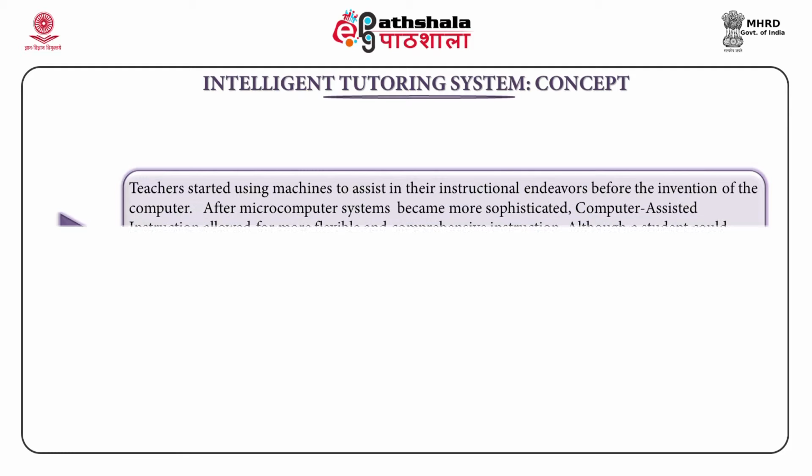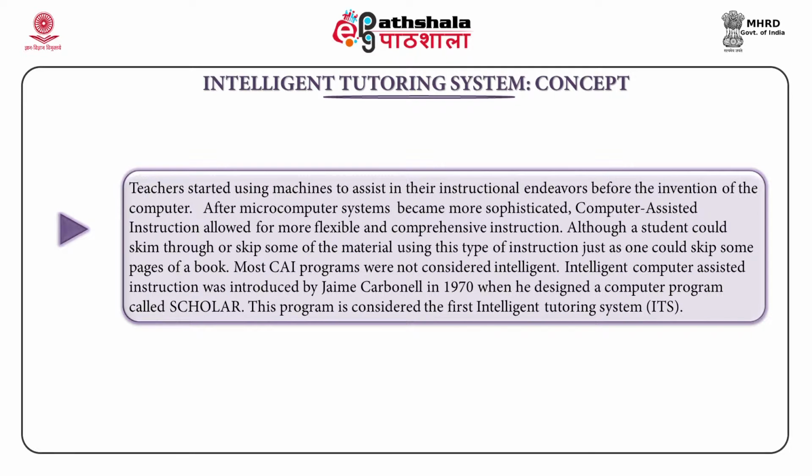Teachers started using machines to assist in their instructional endeavor before the invention of the computer. After microcomputer systems became more sophisticated, computer assisted instruction allowed for more flexible and comprehensive instruction. Although a student could skim through or skip some of the material using this type of instruction, just as one could skip some of the pages of a book. But most CAI programs were not considered intelligent. So intelligent computer assisted instruction was introduced by J.M. Carbonell in 1970 when he designed a computer program called Scholar. This program is considered the first intelligent tutoring system, that is ITS.